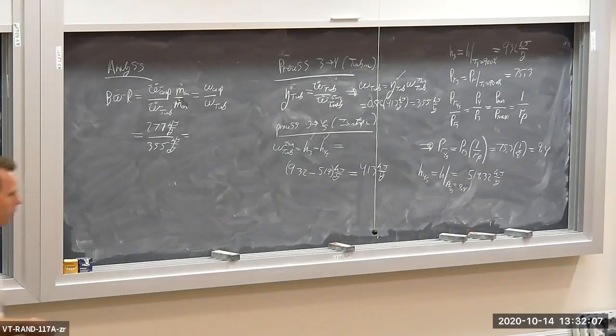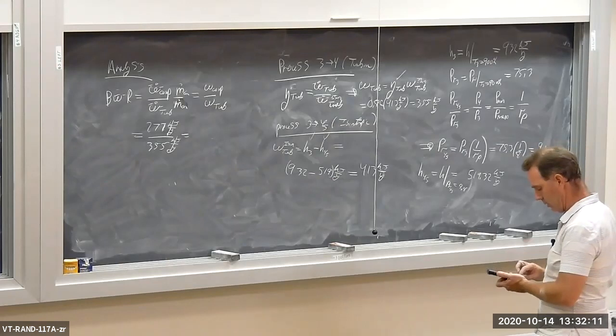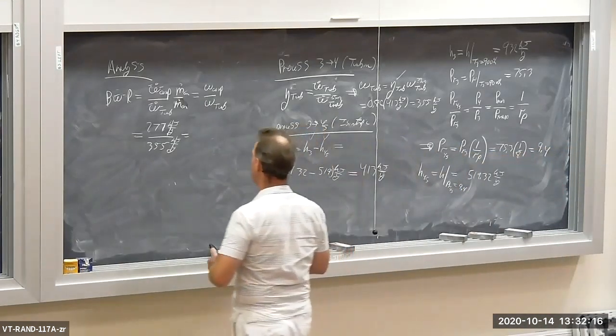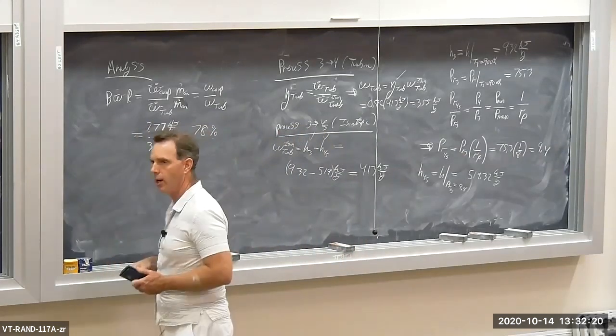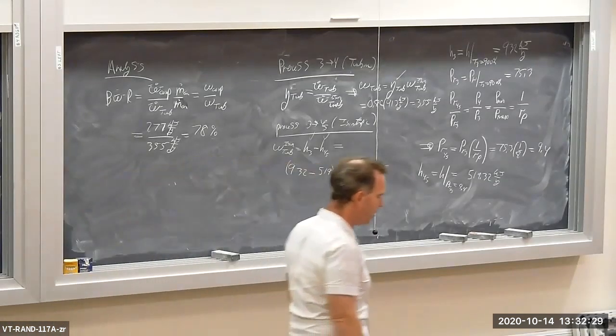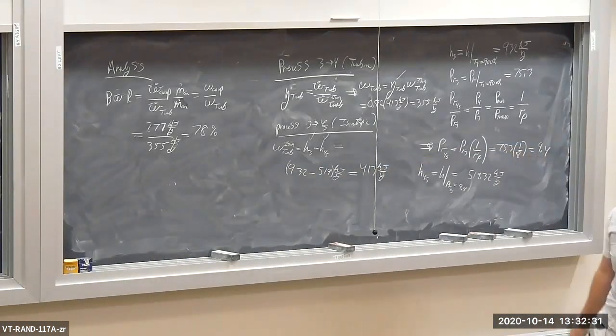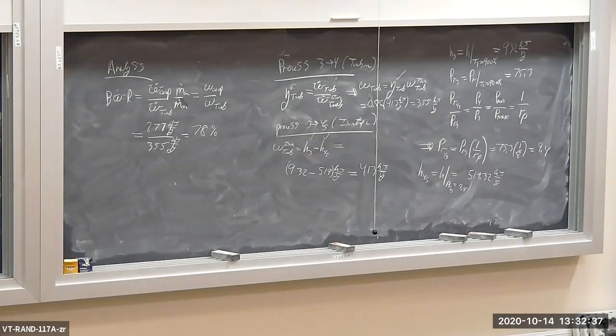Let me crank it out on my calculator. Probably about 80%. Almost 80%. 78%. Okay, 0.78, 78%. Three quarters of the power produced by the turbine gets used to drive the compressor, only leaving a quarter left over. Okay, so that's my back work ratio. Let's put that in a box over here.